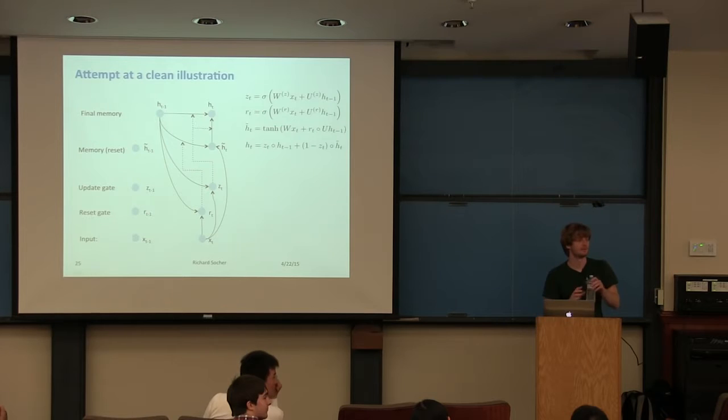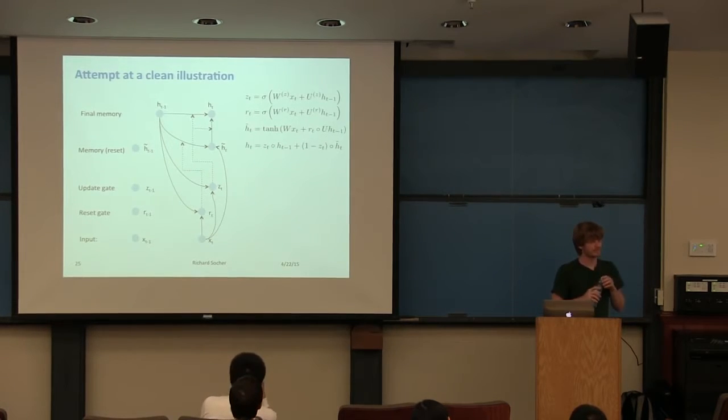Yes? So it seems like the purpose of both RT and ZT is to figure out when we take into account previous information and when we take into account the current input. Is there a specific reason why we need both of them?